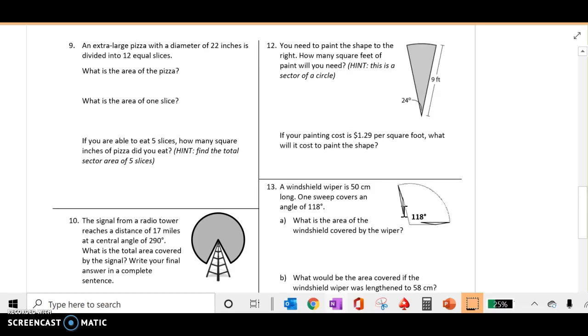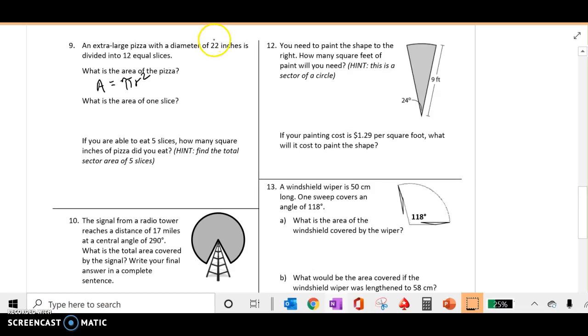An extra large pizza with a diameter of 22 is divided into 12 equal slices. What's the area of the pizza? Okay, so to find the area of the pizza, it's just pi times radius squared. I'll let you guys do that.